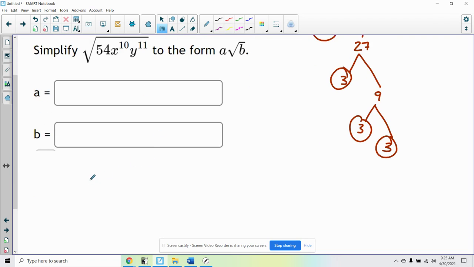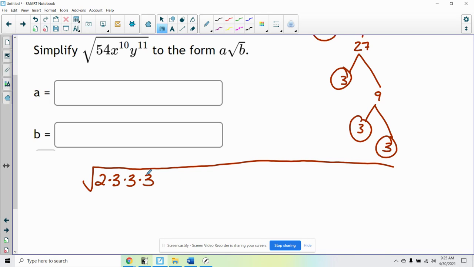So now I'm going to write out the square root. I'll explain why that's so long. Sorry, that's not perfectly straight. I'm going to first write 54 as its prime factorization: 2 times 3 times 3 times 3. I have x to the 10th power, which is x times x, 10 times: 1, 2, 3, 4, 5, 6, 7, 8, 9, 10. And I have y to the 11th, which is 1, 2, 3, 4, 5, 6, 7, 8, 9, 10, 11.